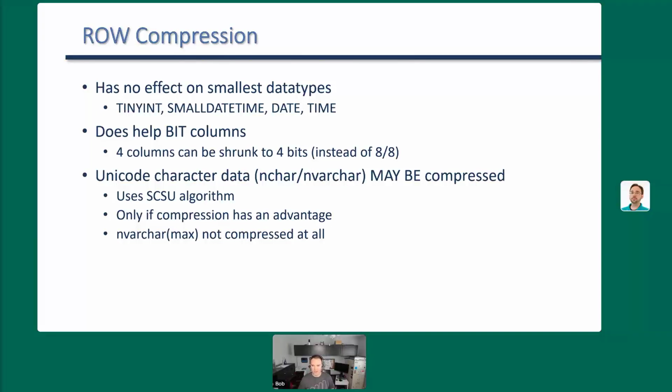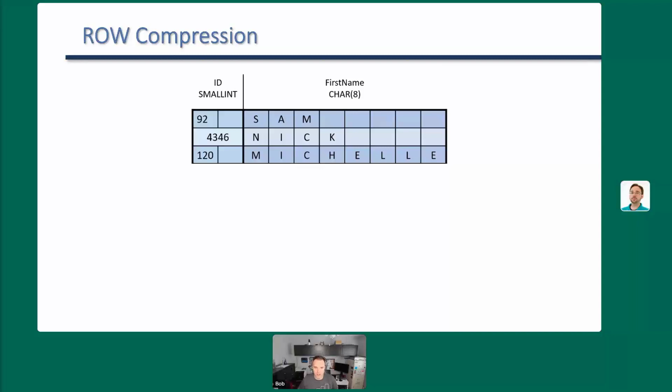So to take everything I told you here and put it a little more graphically to help hammer it home, I'm going to call it a table with two columns, right? It's got an ID column of type small int, which is 2 bytes, and it's got a first name column of char 8, which is 8 bytes, whether those bytes are used or not, right? So I've got 3 rows here, and I've got an ID number and a name.